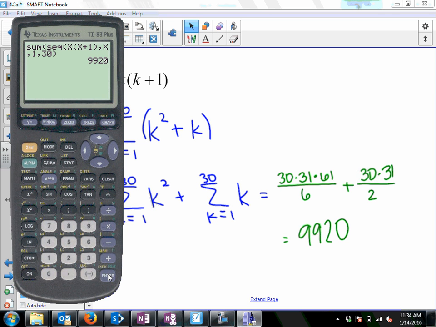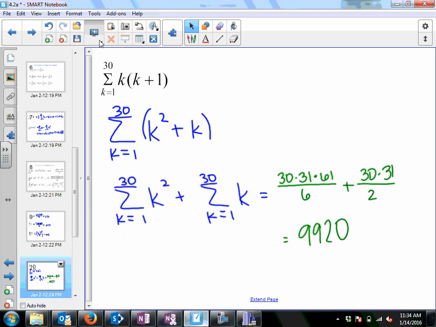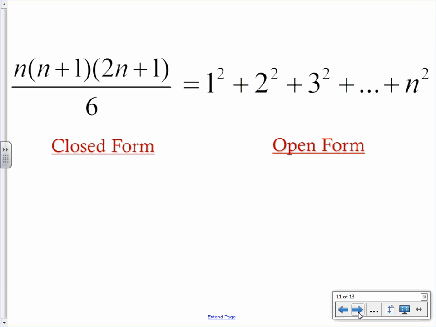Now what I want to talk about, I want you to know the difference. This is what we call closed form. This is what we call open form. Kind of self-explanatory. Miss, I figured it out. I just combined the terms, instead of x times x plus 1, just x plus x. Okay, awesome. Thank you.